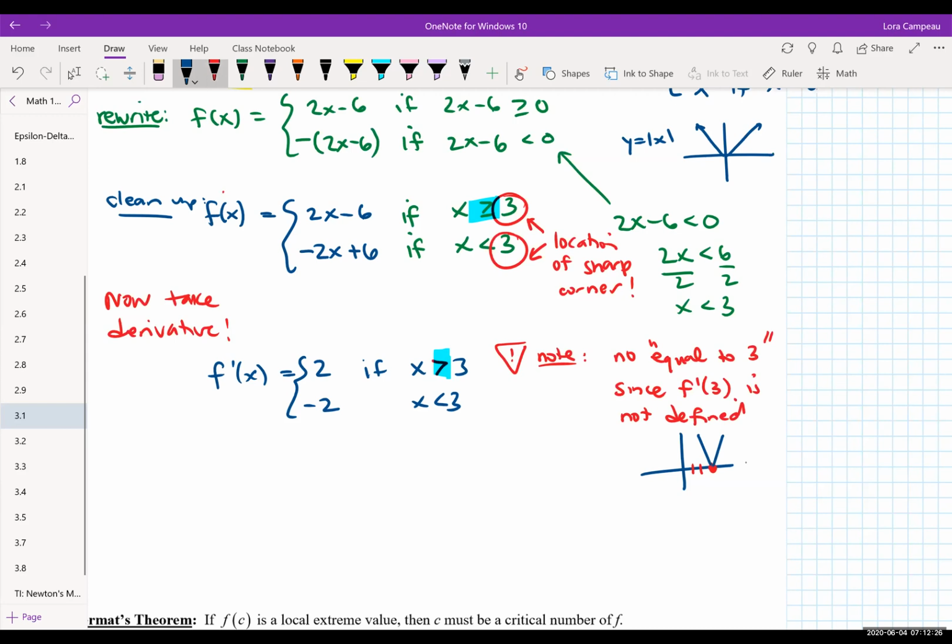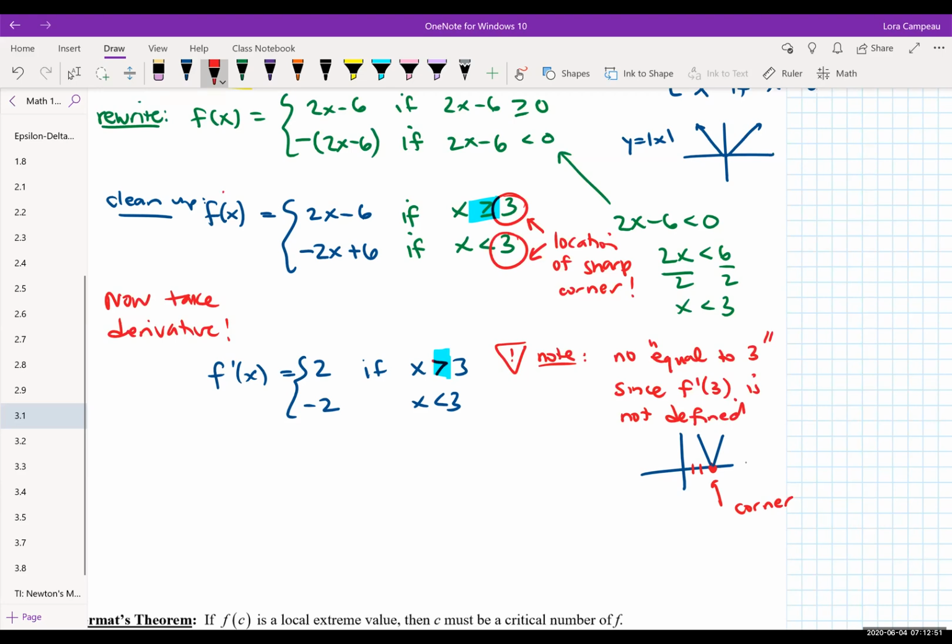And the reason why it's not defined is the corner. Remember, in order to be a differentiable function, you have to be smooth and continuous. That corner is the issue. So we're analyzing this using geometry, hence the first part of our class, analytic geometry. That's where we get the name from.